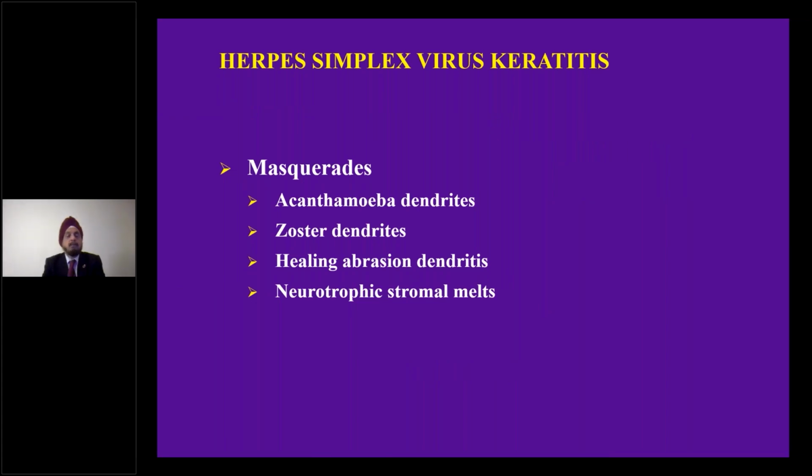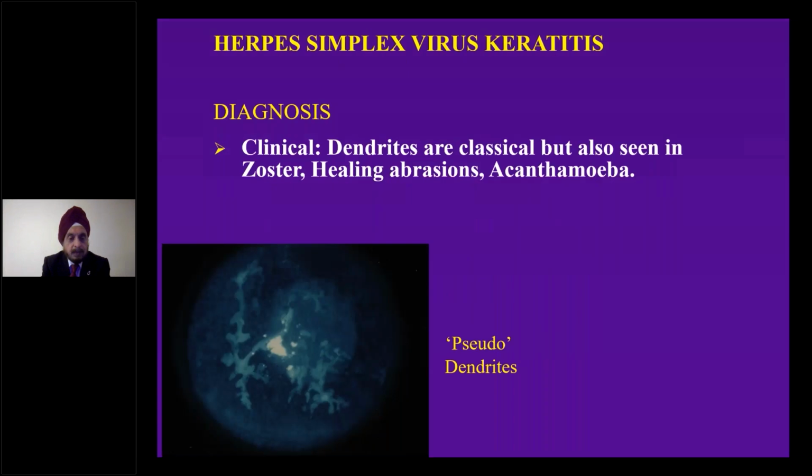And the masquerades, to finish off my part of the talk: acanthamoeba keratitis can produce dendrites. Herpes zoster produces dendrites. Healing corneal abrasions will produce dendrites. And of course, you get neurotrophic stromal melts, which will appear similar. So this is a zoster dendrite. A zoster dendrite, unlike a herpes simplex dendrite, which is like a groove, is lifted above the surface. So that's the difference. We call it pseudodendrite, but it's actually very different. Only when you know it's zoster, you say it's pseudodendrite.